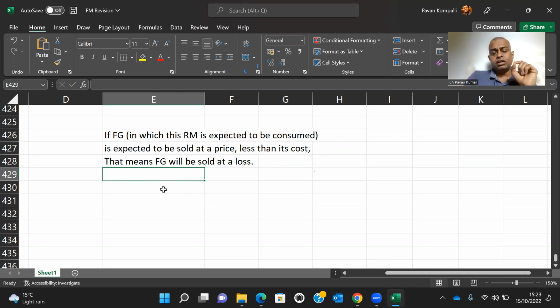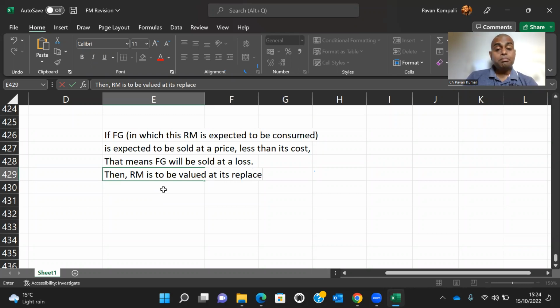sir, if the finished good is going to be sold at a loss, that is an expected loss. We have studied in Accounting Standard 1, conservatism, prudence. If there is going to be a profit, you cannot book profit now. But if there is going to be a loss, you have to book the loss now, isn't it? So using that principle, if the finished good is expected to be sold at a price less than its cost, then raw material is to be valued at its replacement cost if the replacement cost is lower than cost.